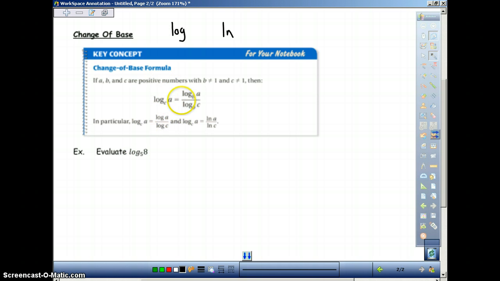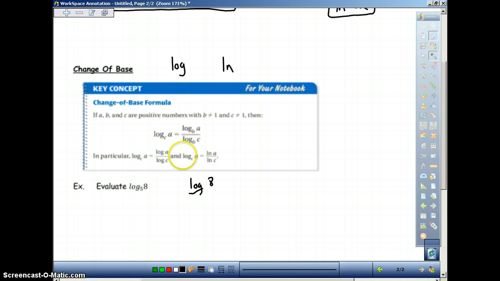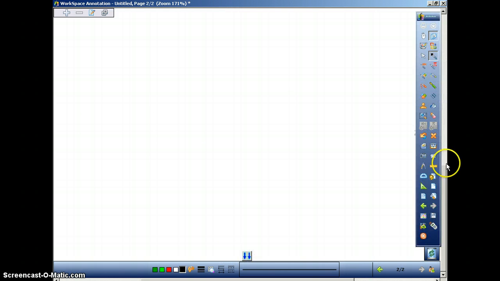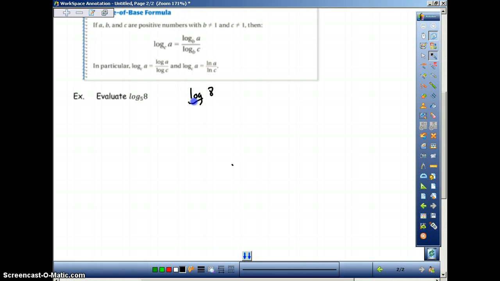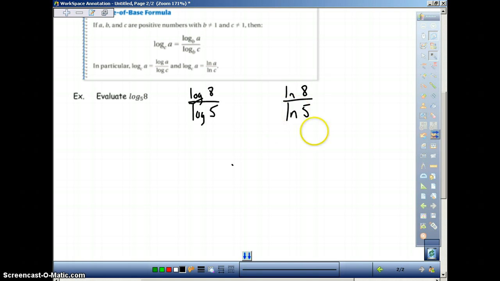The change of base is simply, we're going to take the 8. So the change of base would be log base 10 of 8 divided by log of 5. That would give you, putting that into your calculator, if you only have a scientific one at home, exactly what log base 5 of 8 is. Also, you could do ln of 8 over ln of 5. Either one of these will work, and a scientific calculator, not a graphing calculator, can actually do these.